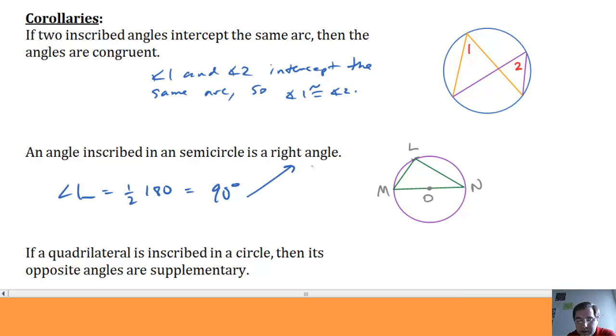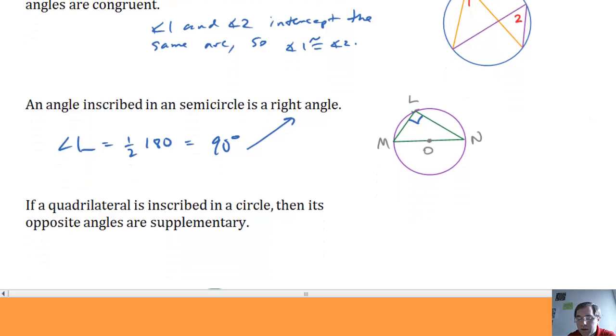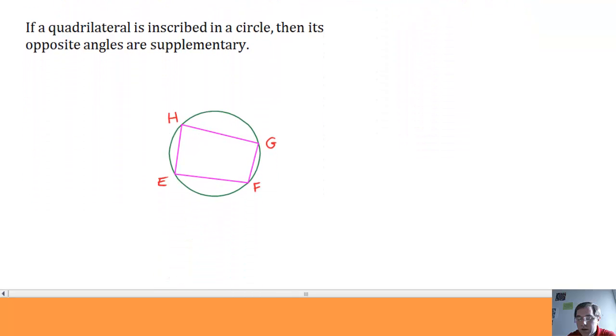And then the third corollary says if a quadrilateral is inscribed in a circle, then its opposite angles are supplementary. So we've inscribed a quadrilateral, which means all 4 vertices of the quadrilateral are on the circle, and the sides are chords of the circle. Then its opposite angles are supplementary. So angle H plus angle F is 180 degrees because those are supplementary, and angle E plus angle G is 180 degrees because those are supplementary.